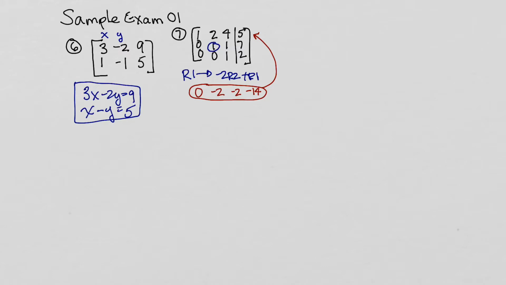So let's do that. Now it's going to be the first row added to this new row. So component-wise, first and first, 1 and 0, that gives us a 1. And then 2 and negative 2, that gives us a 0. That's what we wanted. And then we'll have a 4 and a negative 2. 4 plus negative 2 is 2. There's our line. And then we'll have 5 plus a negative 14. That'll give us a negative 9. Our second row stays the same, 0, 1, 1, 7. And third row stays the same, 0, 0, 1, and 2.